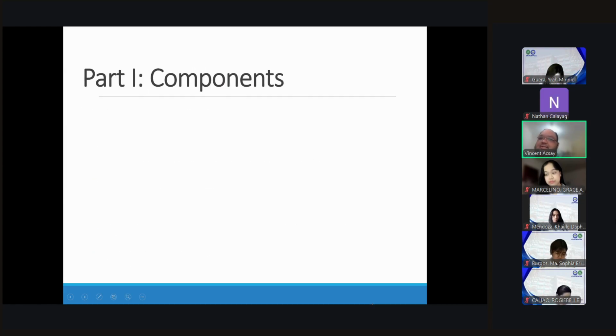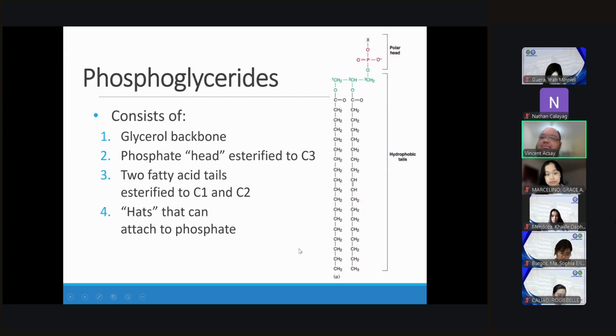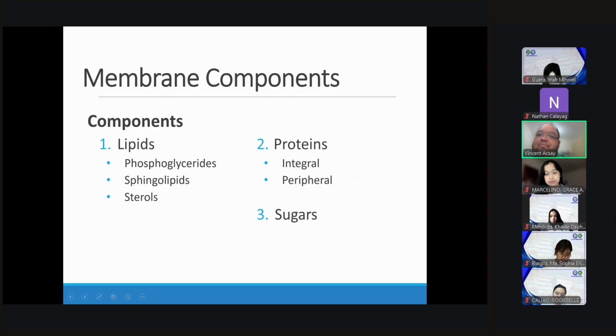As we discuss the biological membrane, let's first start with the components. There are three major components, akin to the three major macromolecules that we have been discussing since the start of the year: your lipids, your proteins, and your sugars. When it comes to your biological membranes, lipids take the most in terms of molecules and in mass. Second are your proteins, and then your sugars. So let's start first with lipids. You have three types: your phosphoglycerides, your sphingolipids, and your sterols.